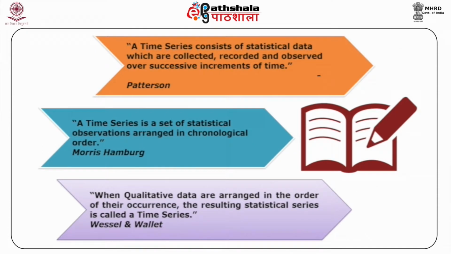Let us have a look at some of the important definitions of time series given by renowned economists. By Peterson, a time series consists of statistical data which are collected, recorded, and observed over successive increments of time. By Morris and Hamburg, a time series is a set of statistical observations arranged in chronological order. By Wessel and Wallet, when quantitative data are arranged in the order of their occurrence, the resulting statistical series is called a time series.